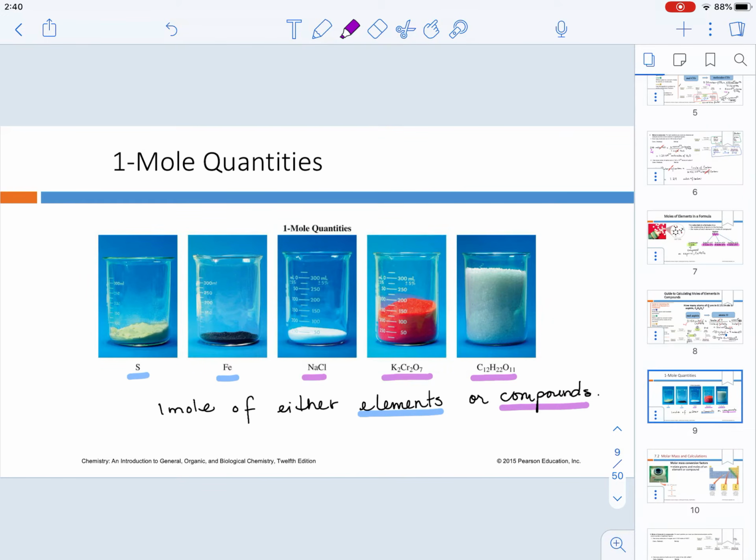So because, as you can see, moving left to right, we are increasing the number of atoms, it appears that all of a sudden we are increasing the amount of matter that we have there. And the reason is because there is a correlation, as I introduced a few moments ago, between moles and grams.